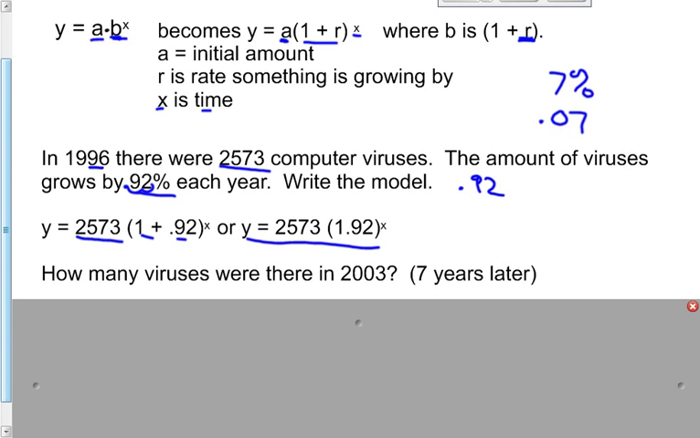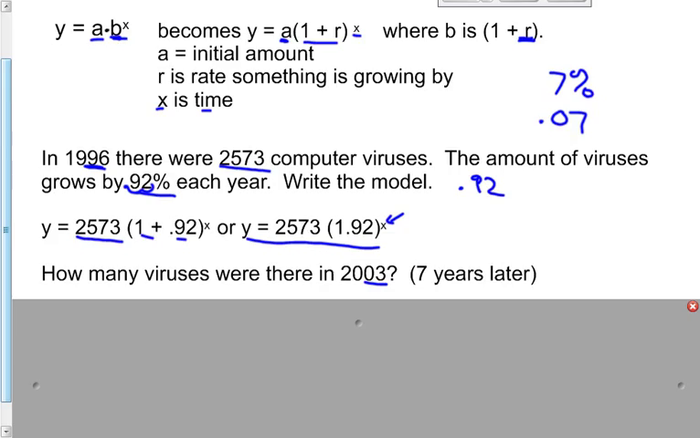Well, this thing started in 1996. We're now looking at the year 2003. How much time went by? 7 years. So I want to know how many viruses there were 7 years later. Where are we going to put the value 7? Right here in the x position, x referring to time.